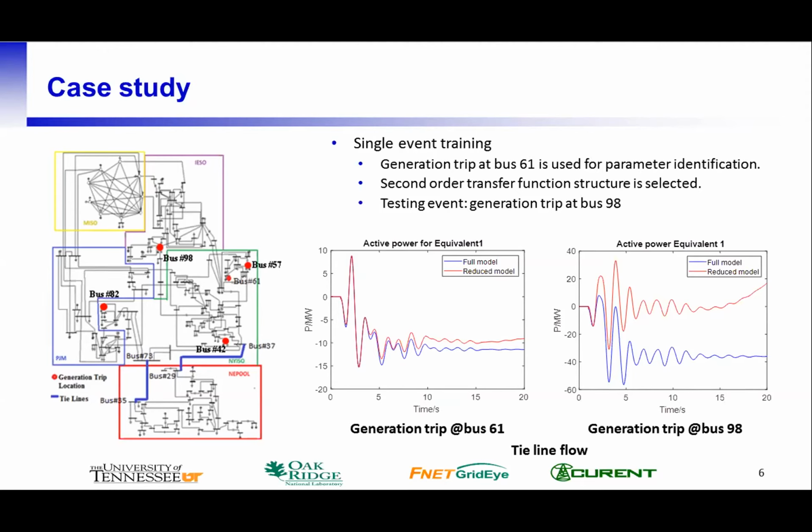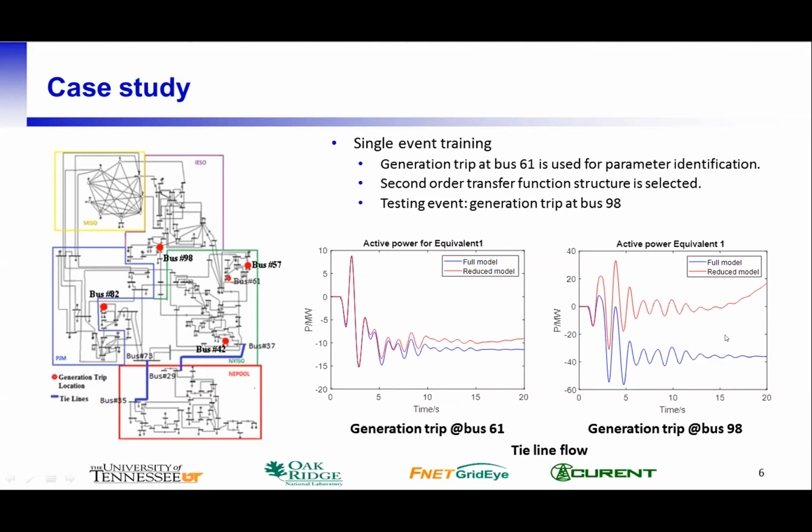First we simulate the reduced model under the same contingency as the training event. The results show that the power consumed by the equivalent loads matches very well with the original power flow of the full order model. Next, to test the robustness of this identified equivalent, we applied another generation trip event at bus 98. The comparison of the tie line active flow is shown in the right figure.